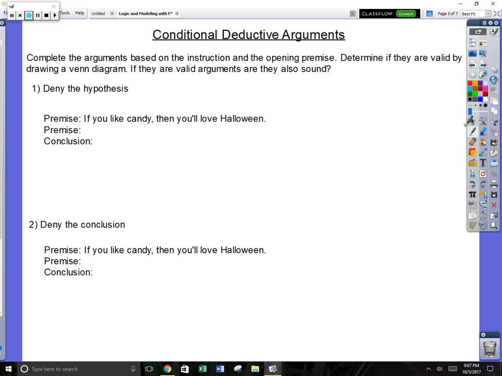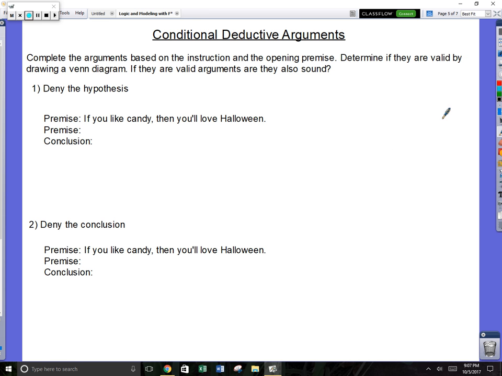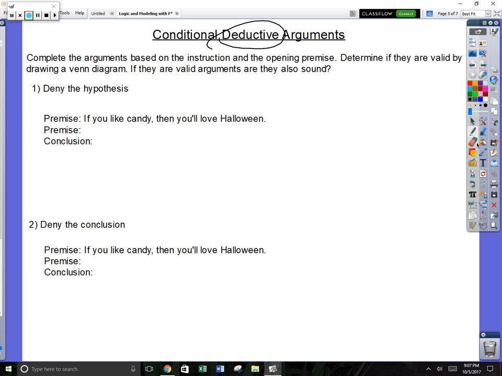Okay, now, the conditional deductive argument. So the deductive versus inductive. So let's do a bunch of deductive, so kind of conditionals and if-then. So we're going to complete the arguments based on the instruction and the opening premise. You're given one premise, and we're going to use this same premise for the entire run here. So determine if they're valid by drawing a Venn diagram. If they are valid, determine if they are sound. So if the premises are legit, you've got a good sound argument if it's valid.